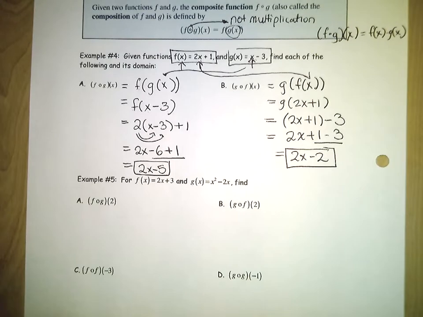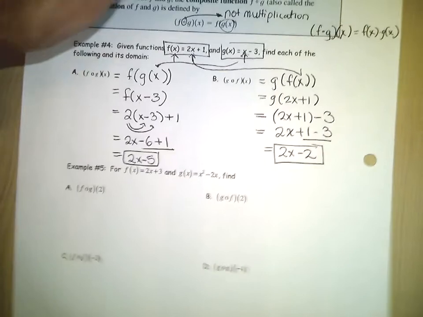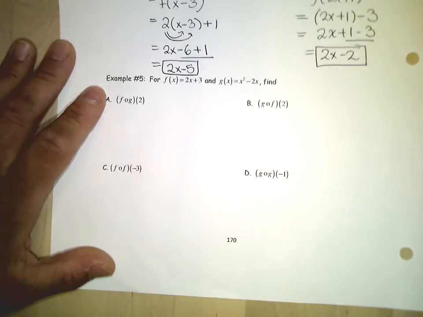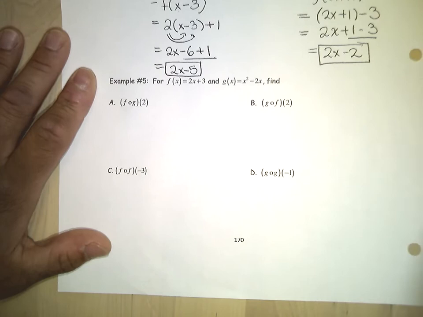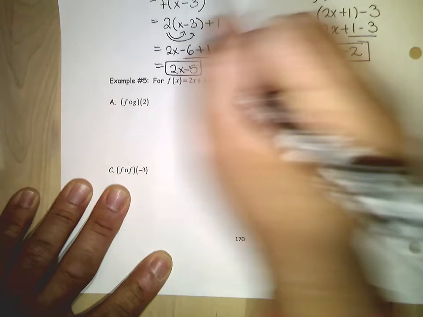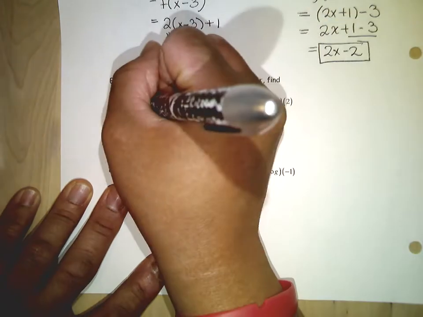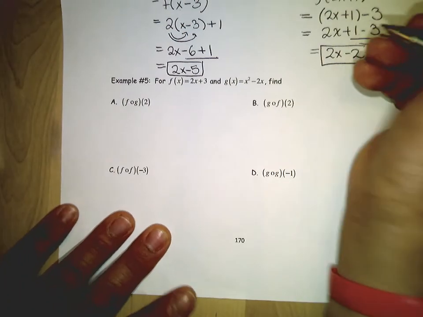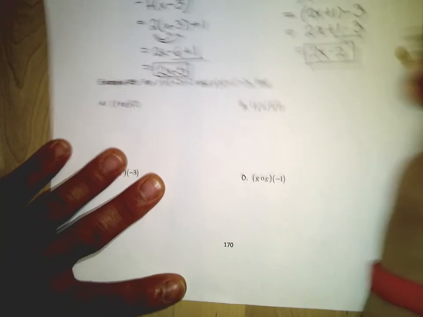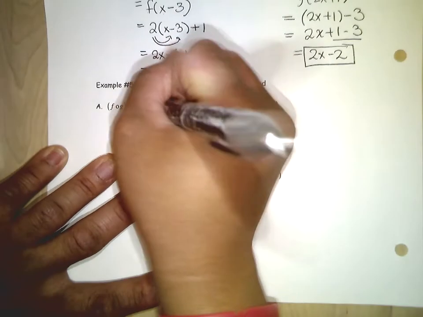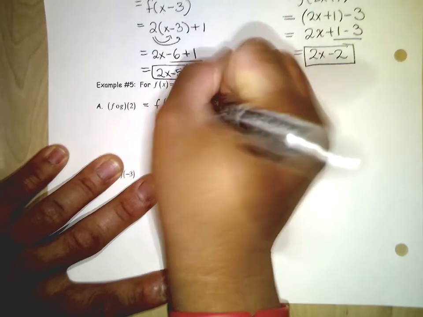All right, so in this next example, here we go. The functions have changed, but it's a similar setup. Now, here we have numbers, so that instead of just f of g of x, we have f of g of 2, which means that we don't necessarily have to find f of g of x first. We can just find f of g of 2.